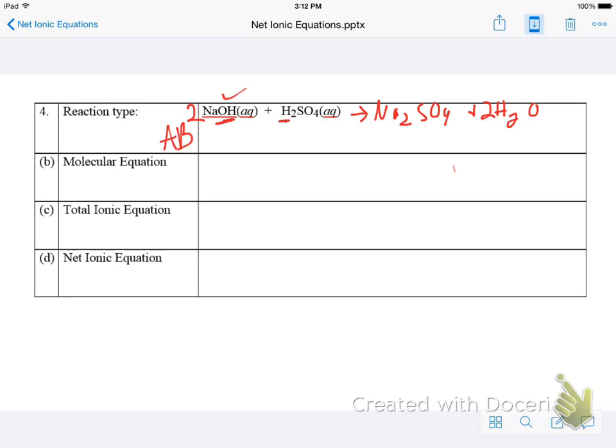Alright, so I have a strong acid, a strong base, which I will write as ions, a strong acid, a soluble salt, but not my liquid water. So let's write the full ionic. So I have 2Na plus 2OH minus plus 2H plus.